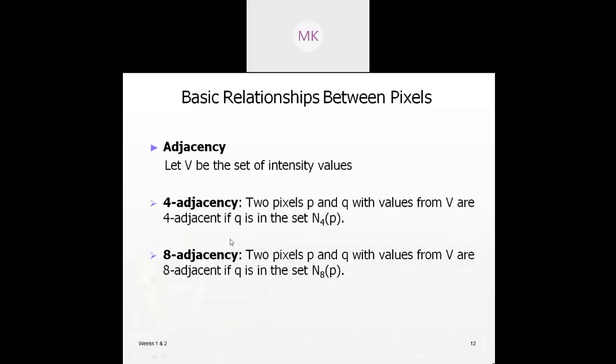Now adjacency with respect to 4 neighbors. Two pixels P and Q with values from V are 4 adjacent if Q is in the set of 4 neighbors of P. If it belongs to the 8 neighbors, it represents 8 adjacency. So two pixels P and Q with values from V are 8 adjacent if Q is in the set N8 of P. We are going to consider examples for all these in the next session.